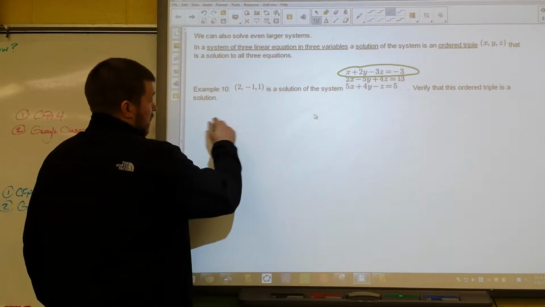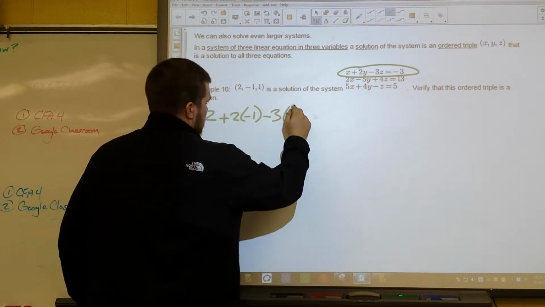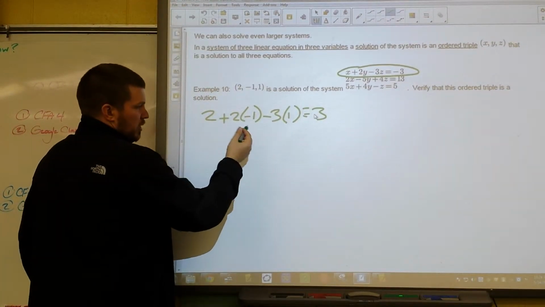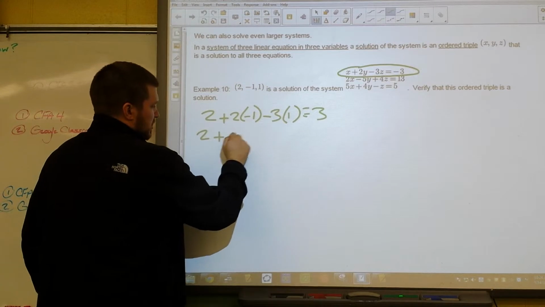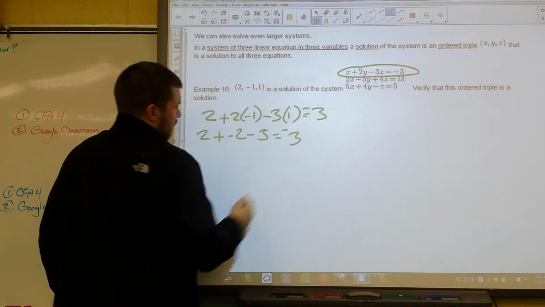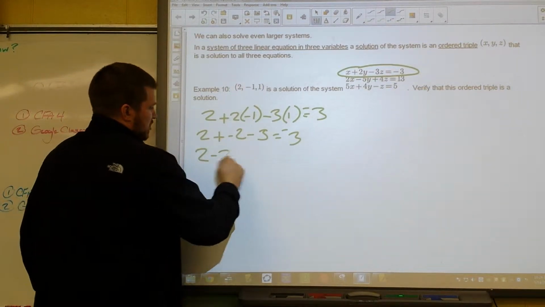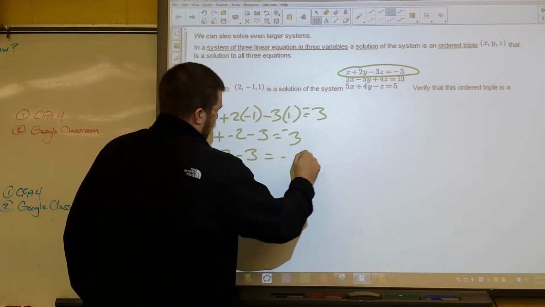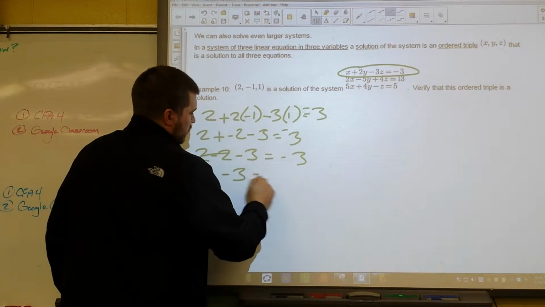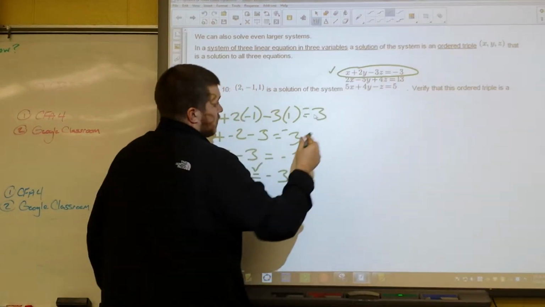So for the first equation I have 2 plus 2 times -1 minus 3 times +1, and that's supposed to be equal to -3. Well, I want to clean this up as much as I can. So I have 2 plus -2 minus 3 equals -3. Now, positive negatives and negatives, so I have 2 minus 2 minus 3 equals -3. And hey, 2 minus 2, those just cancel out, so I'm just left with -3 equals -3, and that for sure is true. So the first equation works.